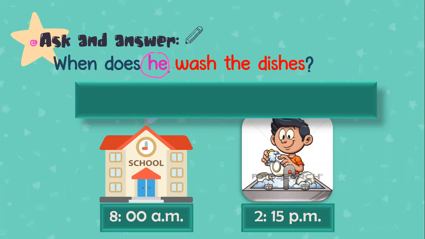So look here, he, because of the boy, and wash the dishes because of the action. Look here, the action. The boy washes dishes. But the question says when. When. We need to know the exact time he does that activity. So one more time, when does he wash the dishes? The answer is, he washes the dishes after school.